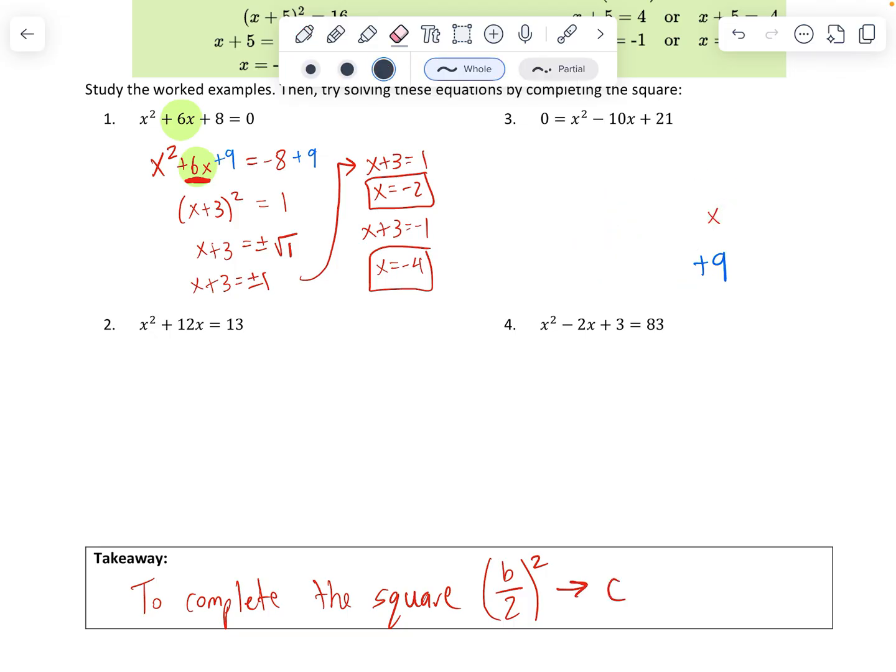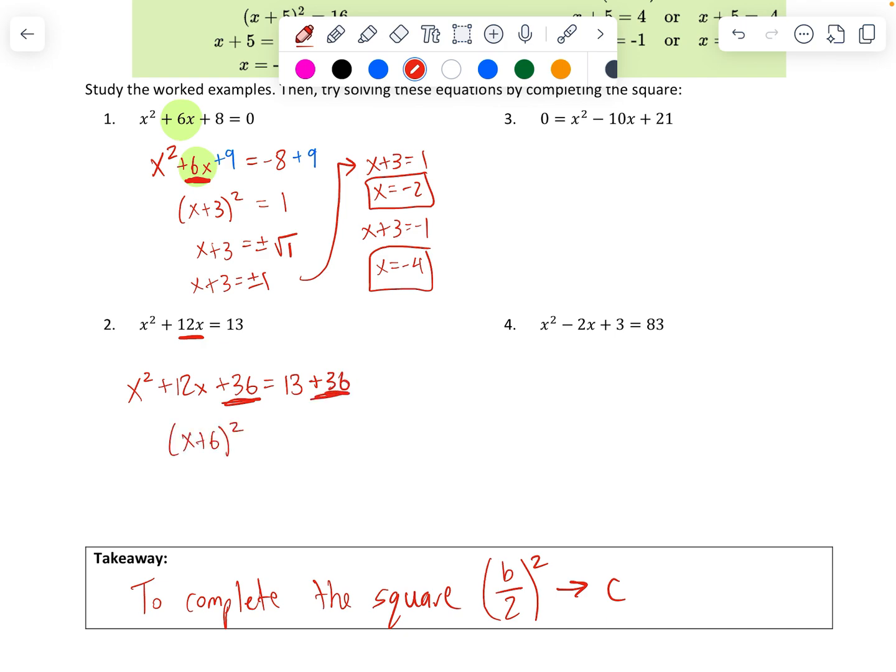All right, now take a minute to pause the video and try questions 2, 3, and 4 if you weren't able to solve them. All right, now that you've taken a minute, let me try it here. So take the 12 divided by 2 and square it. So you're going to get x squared plus 12x plus 36. So we're adding 36 to the left side. You add 36 to the right side. When you factor, it becomes x plus 6 squared equals 49. X plus 6 is plus or minus 7. So x will be 1 and x is negative 13.